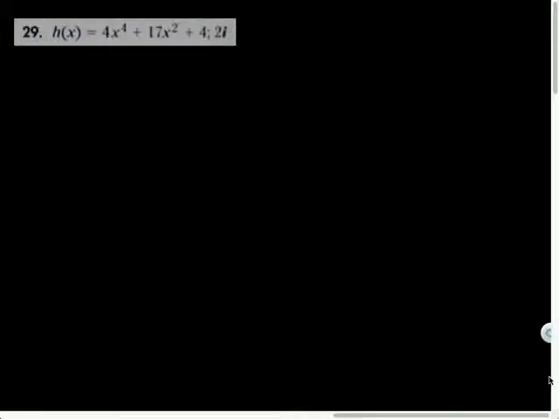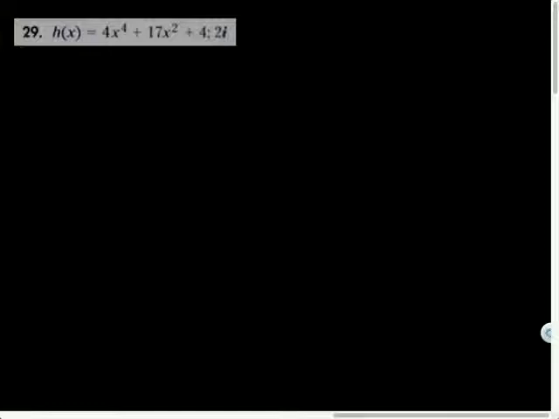Problem 29. This is a little bit trickier. It says h of x equals 4x to the 4th plus 17x squared plus 4. And it says 2i is one of my zeros. Now, I can't make a little chart and synthetically divide by 2i. I don't know what that means. So let's see what happens here.